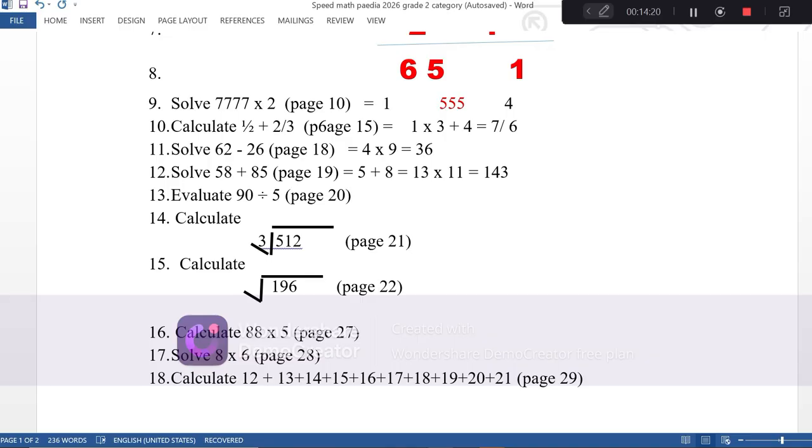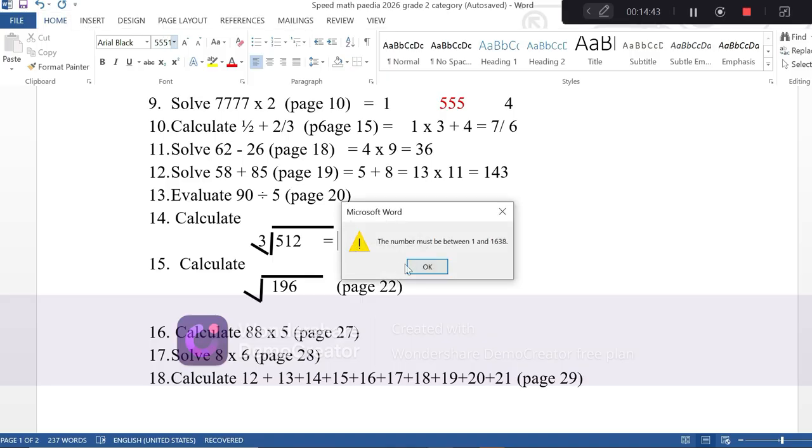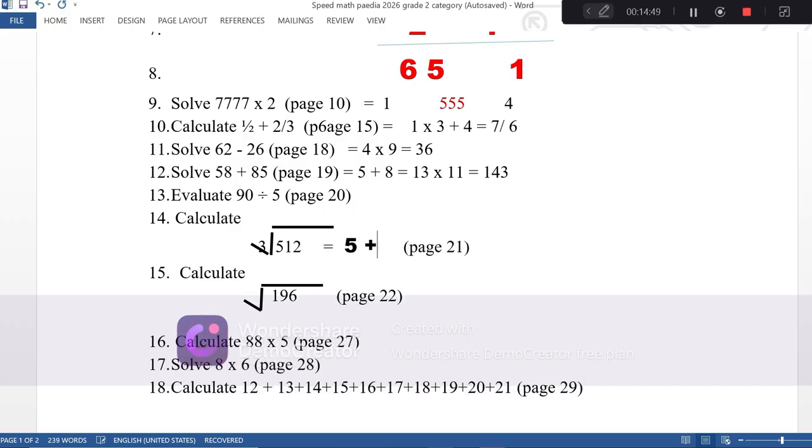Then this one is cube root in addition. This one is very simple. If it is cube root in addition, what you just need to do is to just add the number. So add the number and you get your answer. This one will be 5 plus 1 plus 2, which is 8. That means cube root of 512 becomes 8.